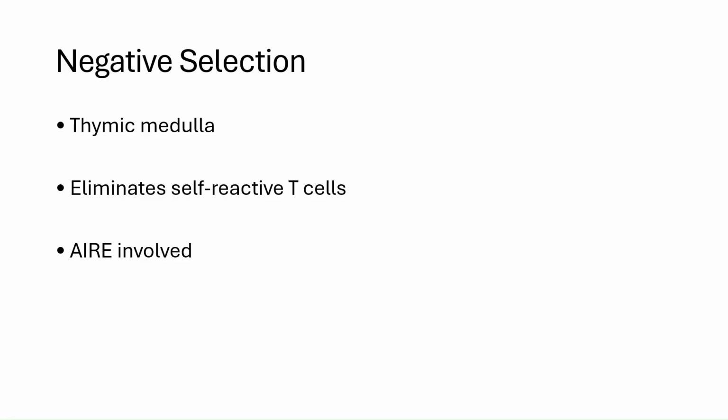Now, let's go to negative selection, and this is the opposite of what positive selection is. So if you have a T cell that binds too strongly to the self antigens, that T cell is going to be eliminated. This process happens in the thymic medulla. You also have to remember that this is regulated by the AIRE gene. So if the AIRE gene is defective, the self-reactive T cells are going to survive. And if they survive, that can lead to autoimmune polyendocrine syndrome. And this is very, very, very important for your exams.